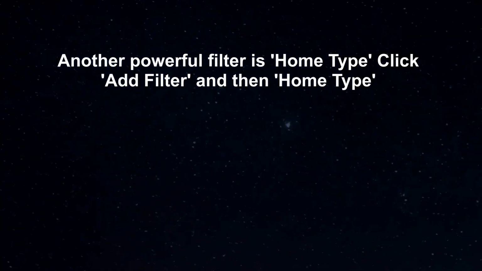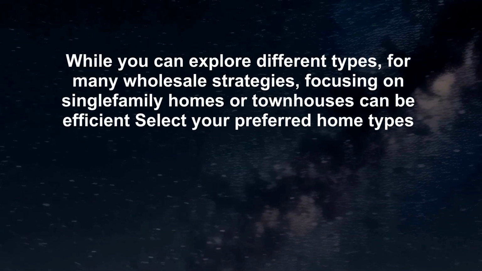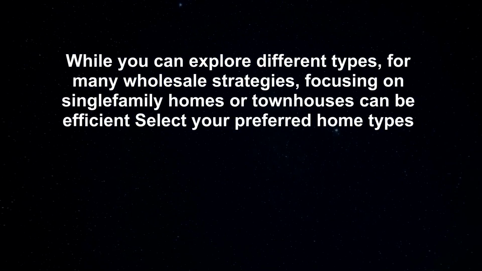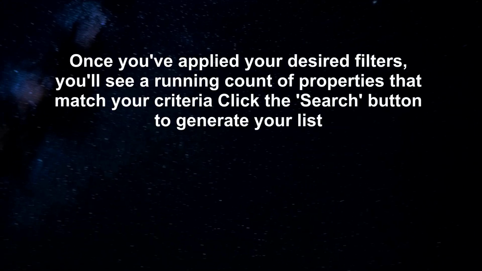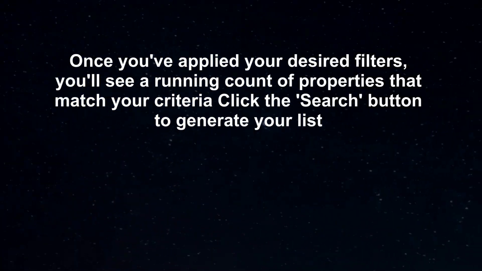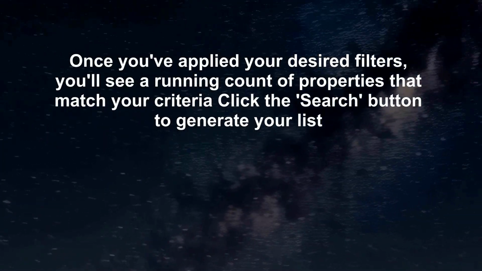Another powerful filter is Home Type. Click Add Filter and then Home Type. While you can explore different types, for many wholesale strategies, focusing on single-family homes or townhouses can be efficient. Select your preferred home types. Once you've applied your desired filters, you'll see a running count of properties that match your criteria. Click the Search button to generate your list.